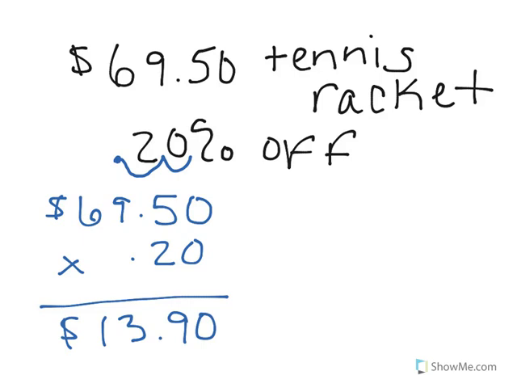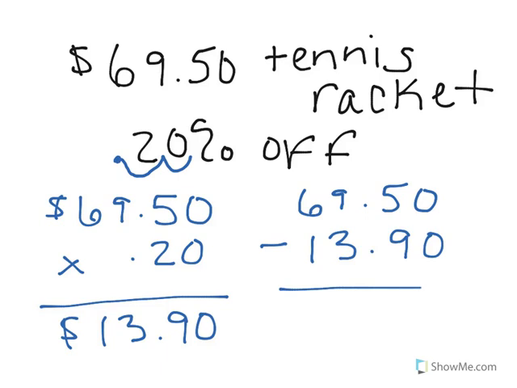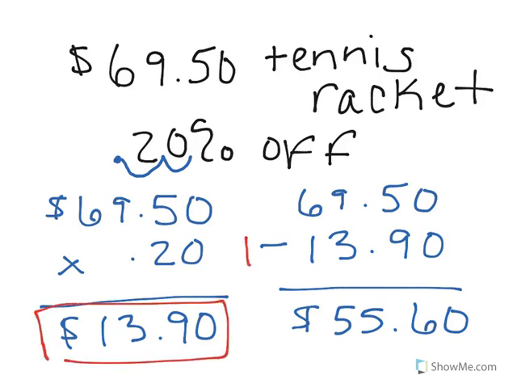Now, because it's discount, I have to think in my head, okay, the price is going to be reduced. So that means I'm going to take my original price of $69.50 and I'm going to subtract $13.90. So then the total price of my tennis racket is going to be $55.60. So again, in order to find discount, I multiply my discount, my 20%, by my original price, $69.50. I get my discount, and then I subtract my discount from my original price to get my total price.